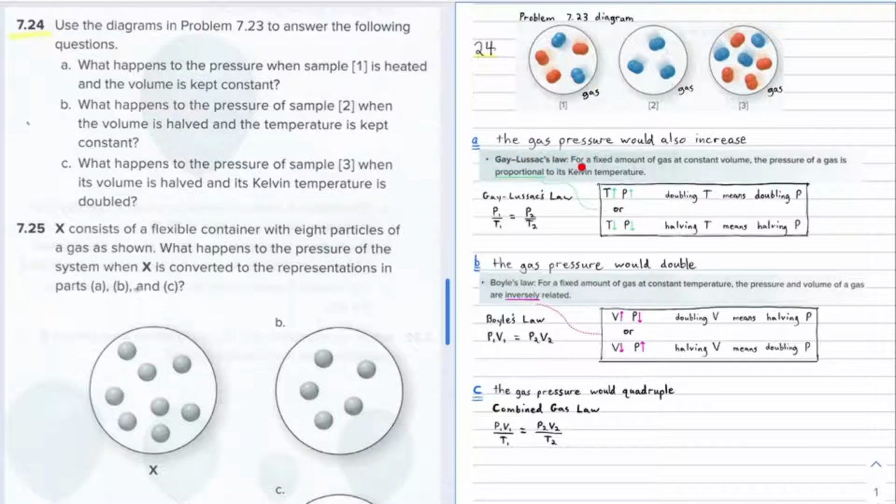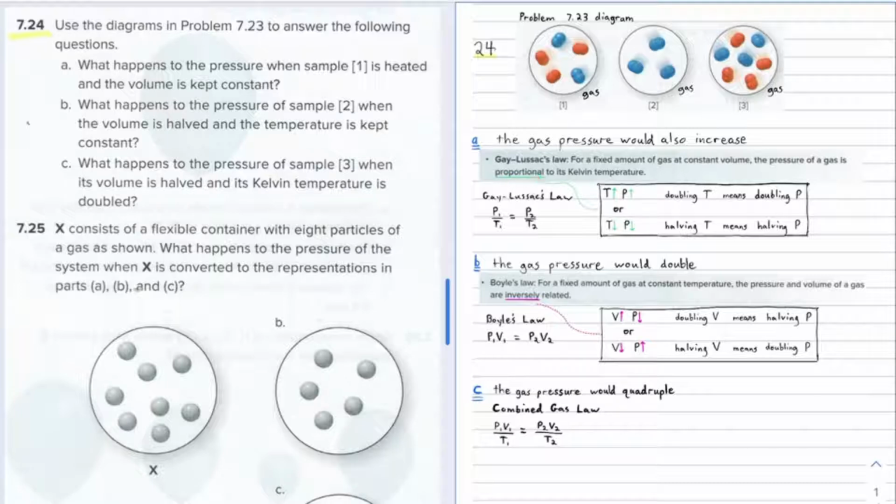Gay-Lussac's law says that for a fixed amount of gas at constant volume, the pressure of the gas is proportional to its Kelvin temperature. Gay-Lussac's law is valid for a fixed amount of gas, so the number of moles is constant. That's what we have here. The gas is trapped inside of a container, so it's a fixed amount. And it's at constant volume. You're not told that the size of this container changes at all, so the volume is constant. Those are the assumptions for Gay-Lussac's law. And the law says that the pressure is proportional to the Kelvin temperature.